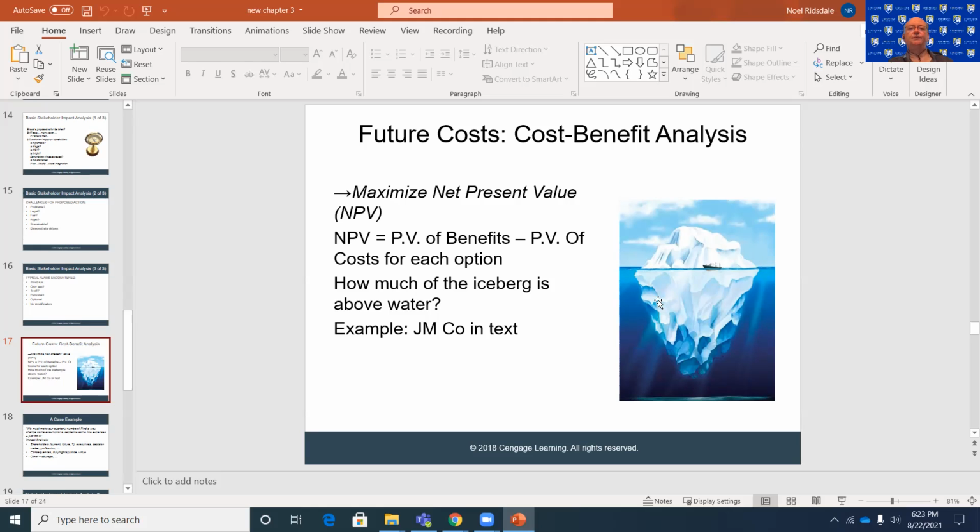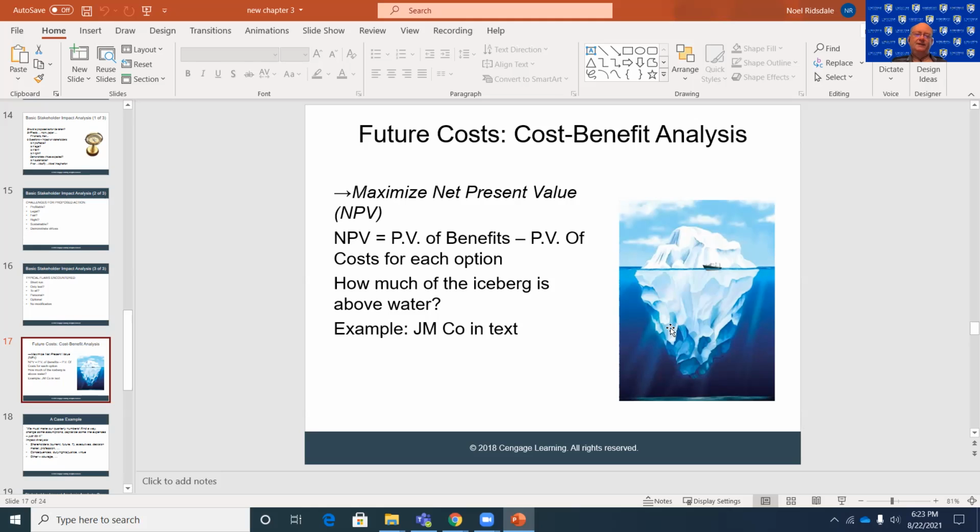So what you're going to have to do is, as that starts to shrink, the amount of the iceberg will start to buoy up. So the net present value is going to be the present value of benefits minus the present value of costs. So sometimes this is more of an ethical situation rather than a hard number, it's going to be a weighing of the benefits versus the cost of each item.